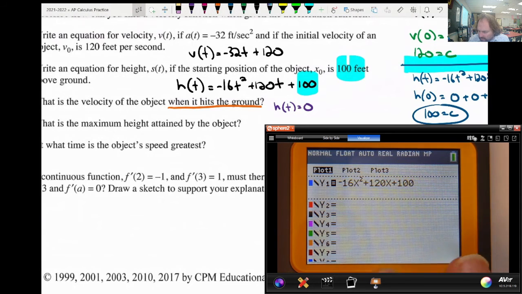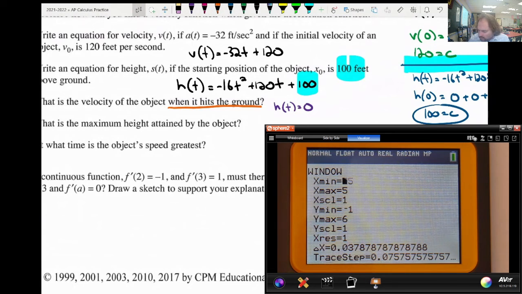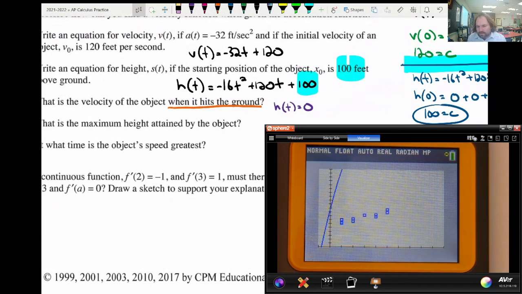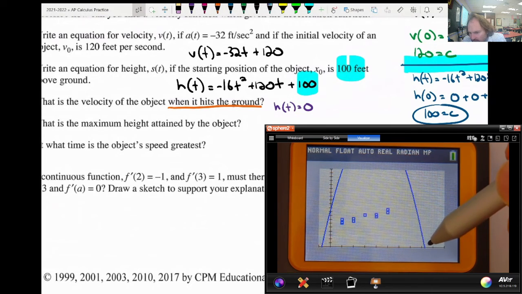So I'm going to graph it. Before I do that, I'm going to change my window. I think it's probably going to happen in the first 10 seconds. And I don't really care about the max because all I really want to know is when it's going to hit the ground. But I do know that the initial position was 100, so I'm going to take y max up to like 200 or something like that, just so I can see everything there. So the graph's going to go way off the page there. Hopefully we can see the 0 happen. So yeah, we're interested in what that t value is right there.